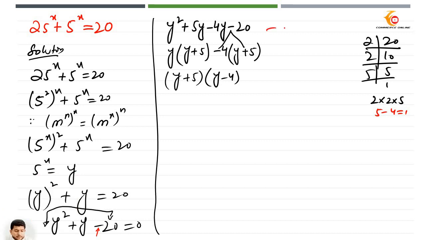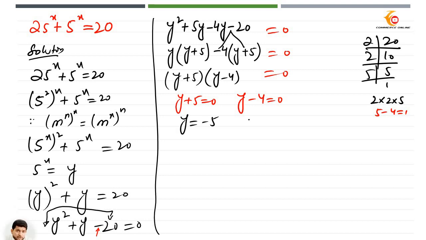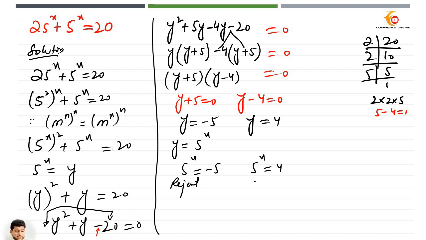So now our equation, which equals 0, has two answers for y. One is y plus 5 equals 0. Another one is y minus 4 equals 0. So y equals minus 5 and y equals plus 4. And as we know that y is also equal to 5 to the power x. So 5 to the power x equals minus 5, or 5 to the power x equals 4. 5 to the power x equals minus 5 cannot happen, so we're going to reject this solution, and we're going to solve with 5 to the power x equals 4.